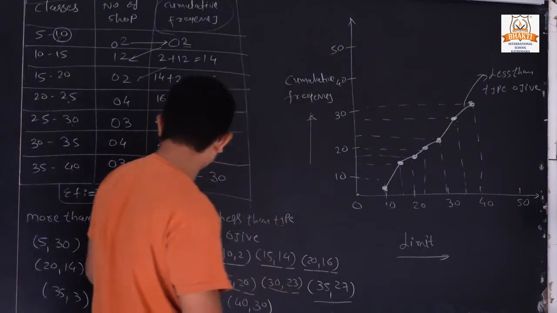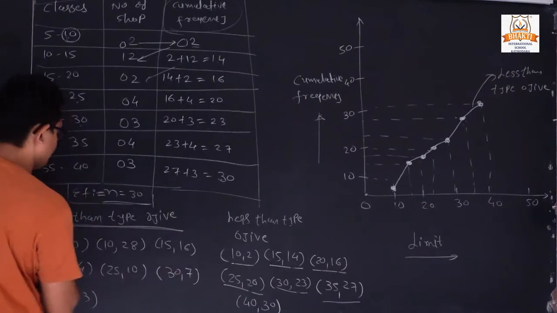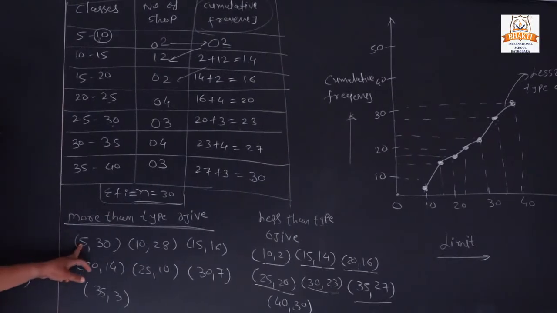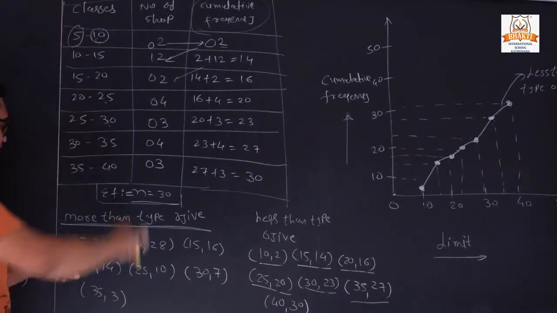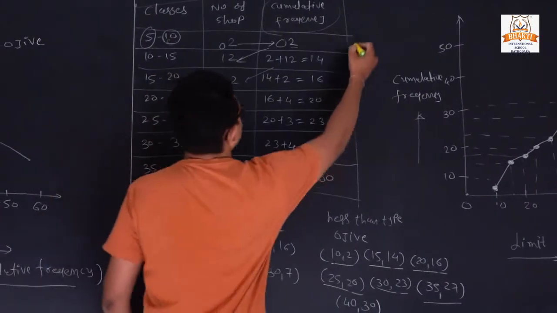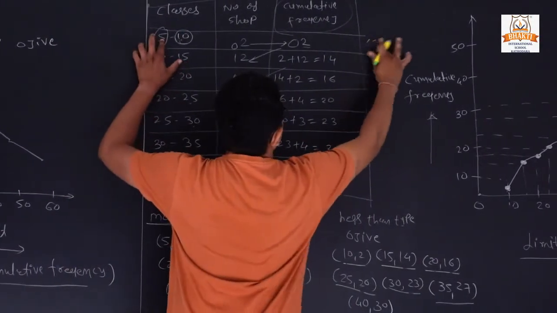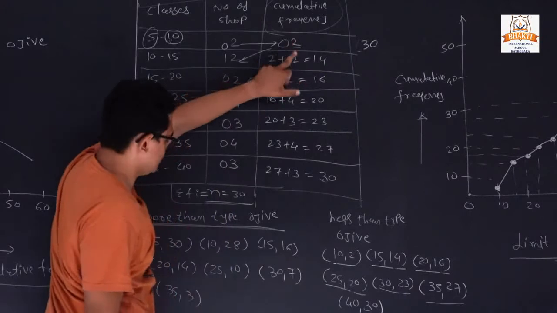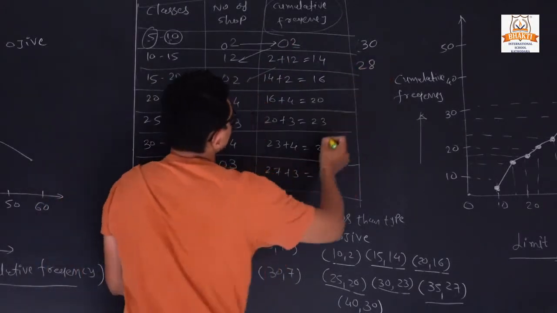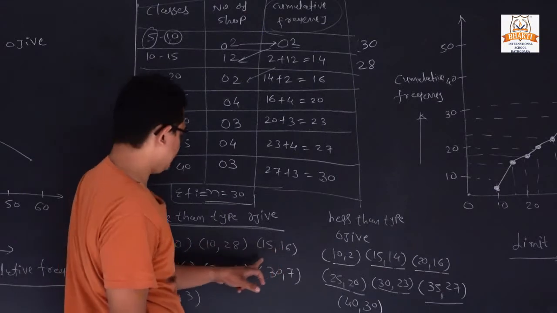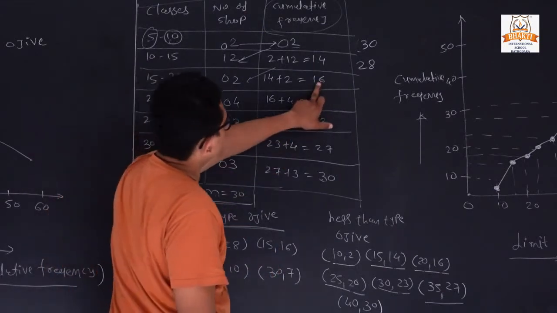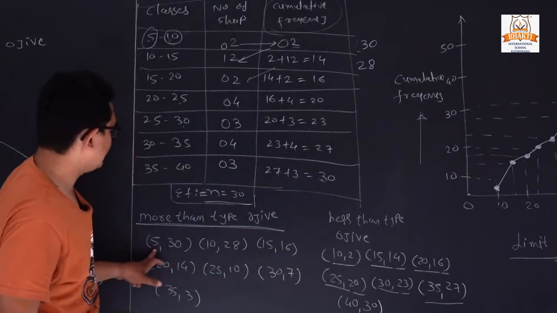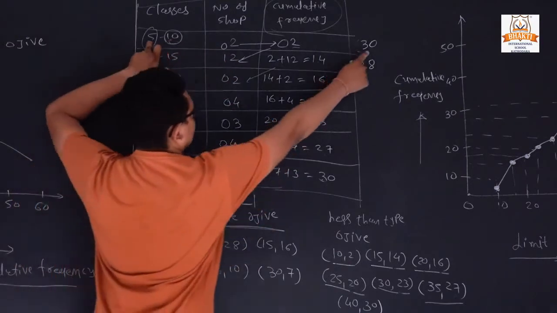Next, now we want to draw the more than type ogive. Clear? First of all we consider the lower limit. See that lower limit 5, and then the maximum reading. So the first point is 5, and first of all we write 30. Then 30 minus 2 is 28. Then 28 minus 14, so it will be 16. So similarly we get all the points like that. 5 comma 30.